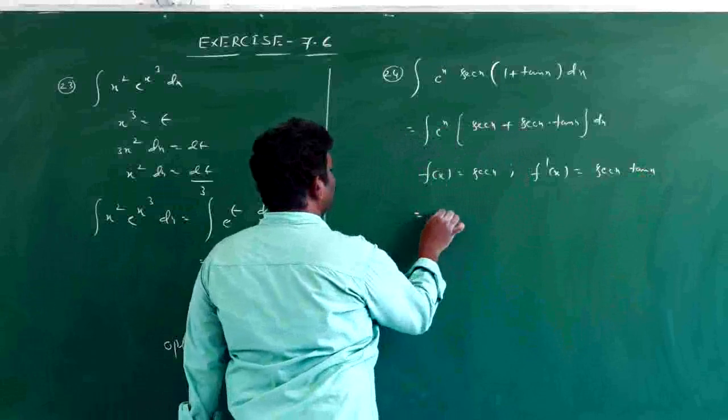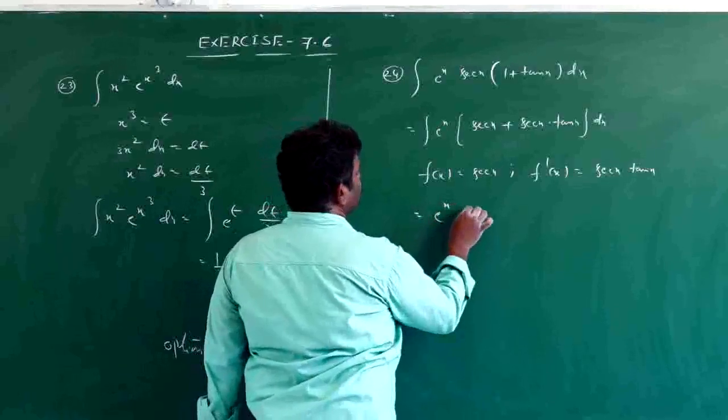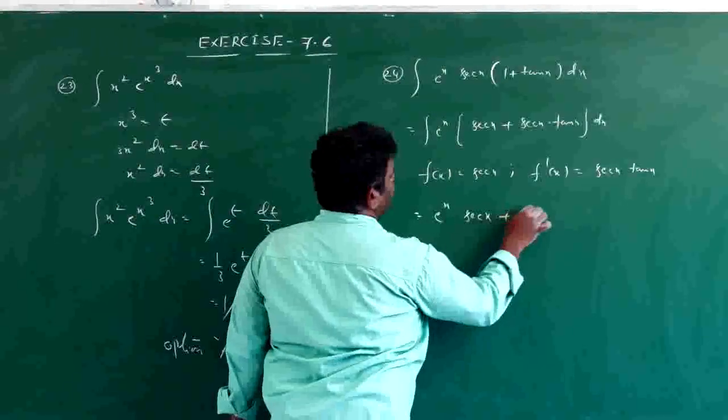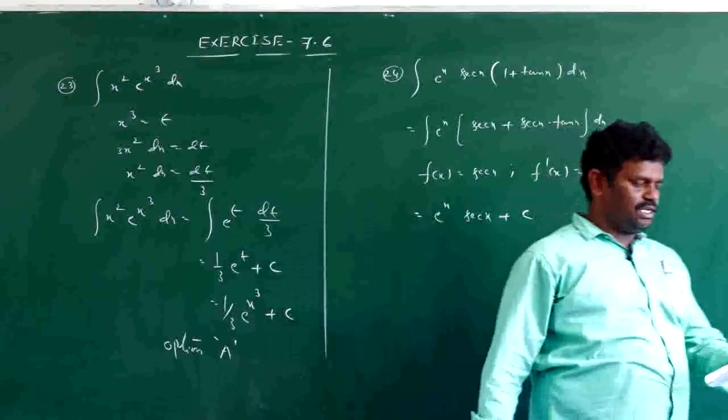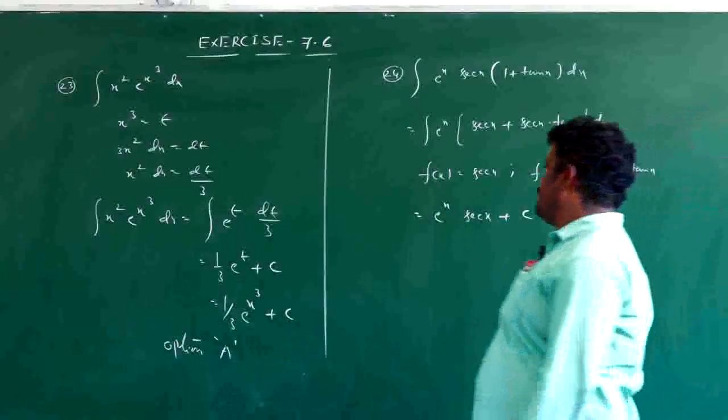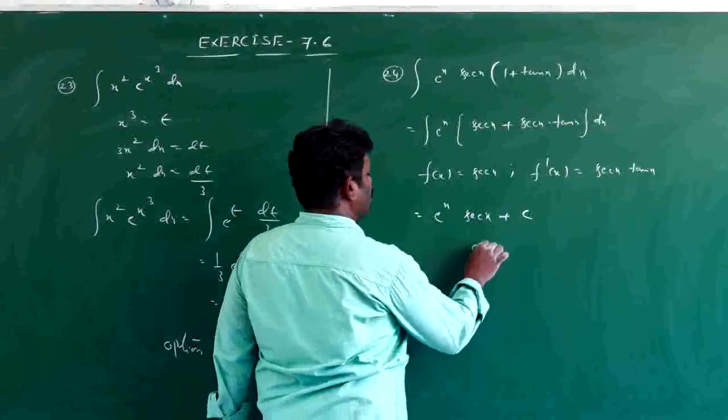So that's why the answer, what we have done here, e power x into f of x means e power x into secant x plus c. So option B is correct. So this option is B.